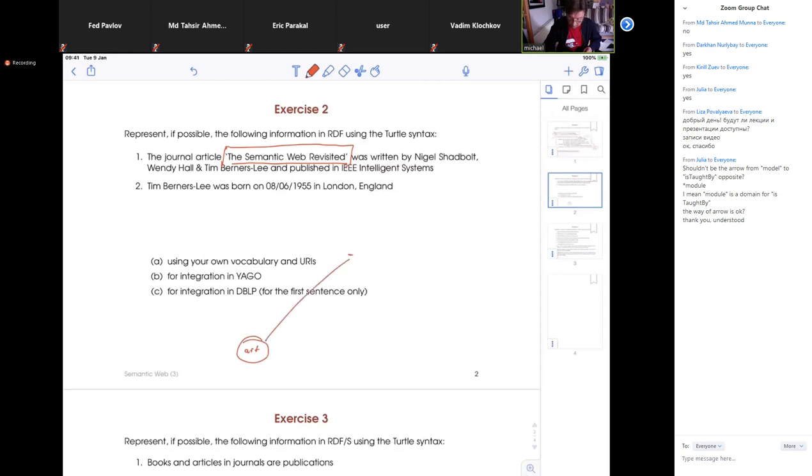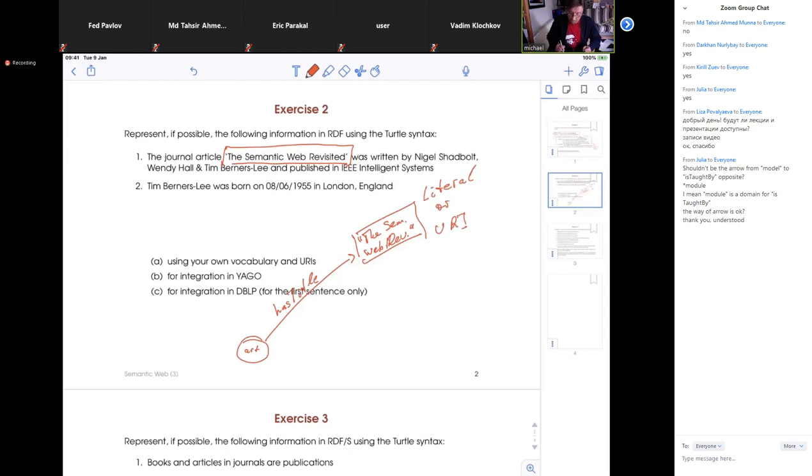So maybe I introduce a property, say has title, and then The Semantic Web Revisited. This can be either a literal, The Semantic Web Revisited, or alternatively, maybe there is a URI for this paper. Yeah, there is some web page where this paper is. Maybe there are some further data about this paper, how many citations, for example. So it's a decision whether to provide the URI or literal. It's your decision.